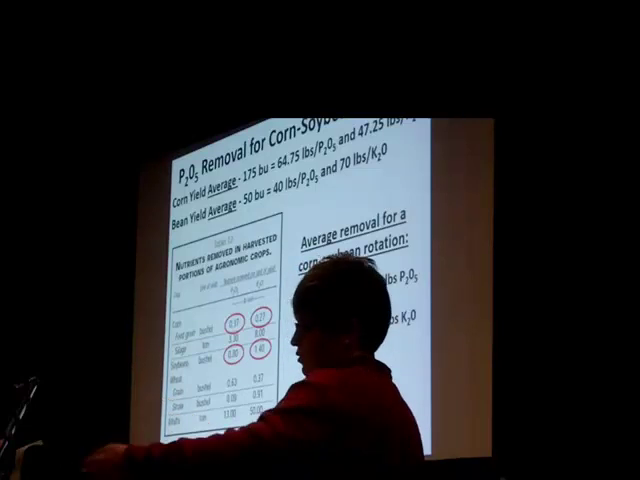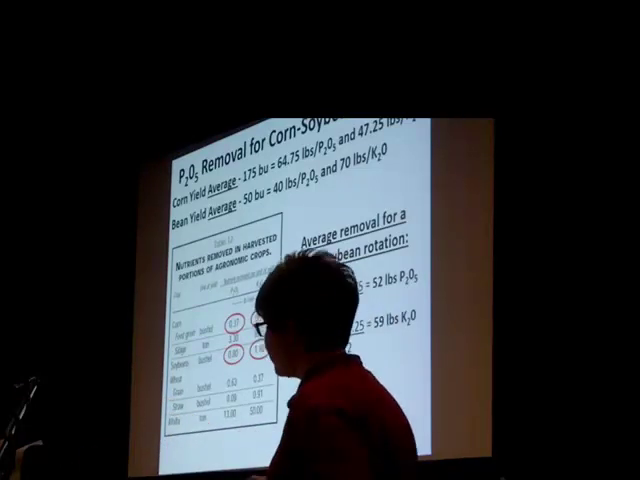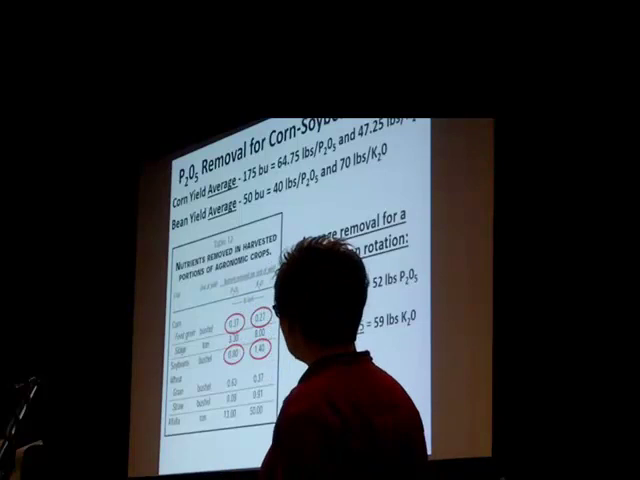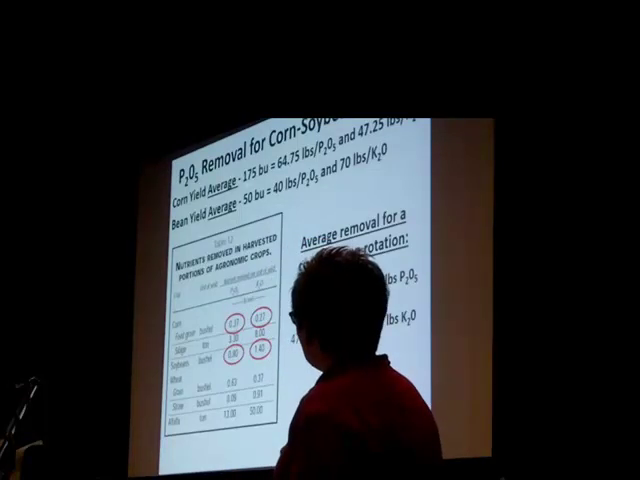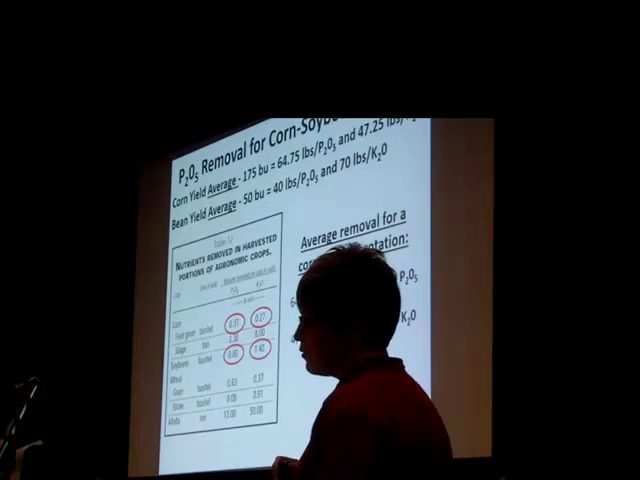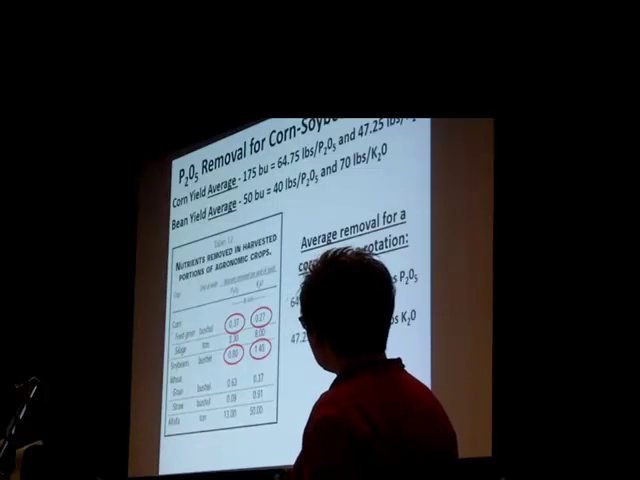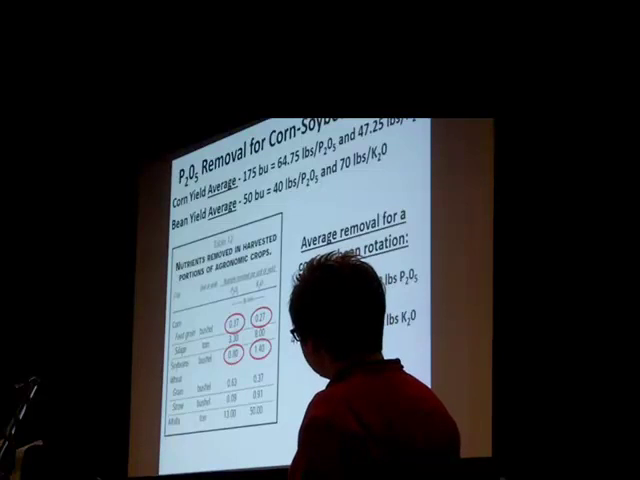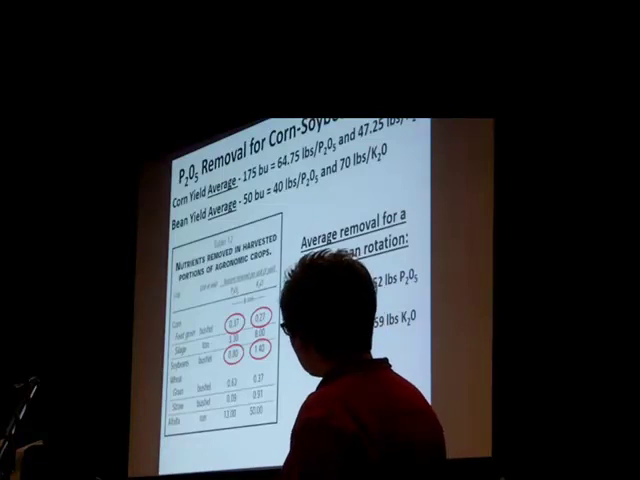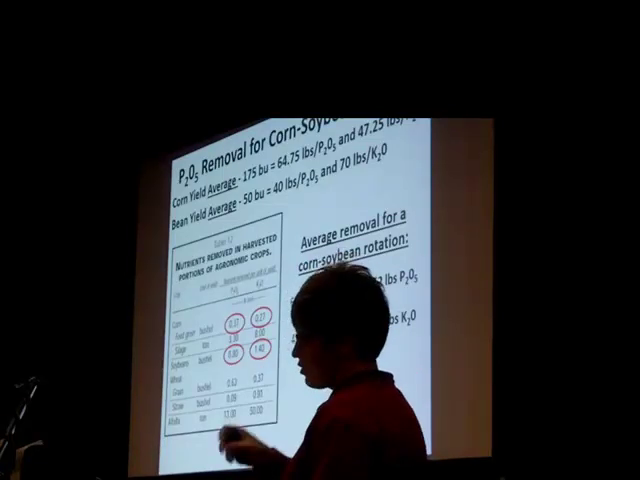a corn-soybean rotation. So we have a 175 bushel yield goal for corn. You take that 175 and multiply that by 0.37 pounds of phosphorus removed per bushel. That's going to equate to right at 65 pounds of phosphate. And if you do that same equation and take the potash removal, you're going to remove about 47 pounds of potash for that year's crop.